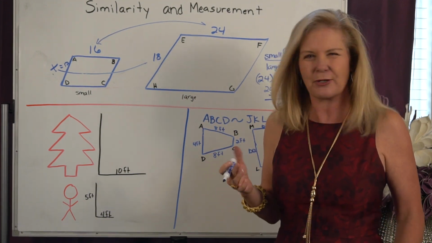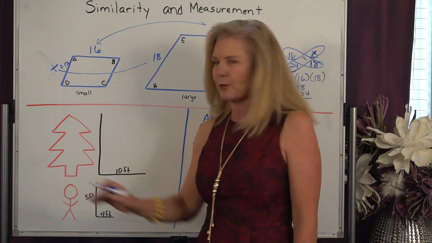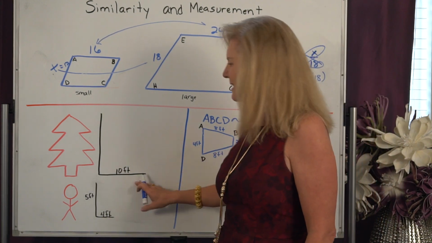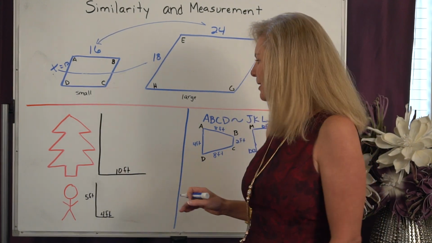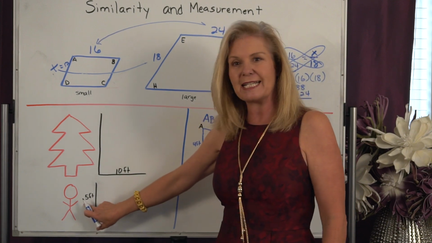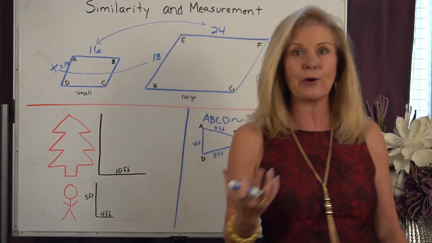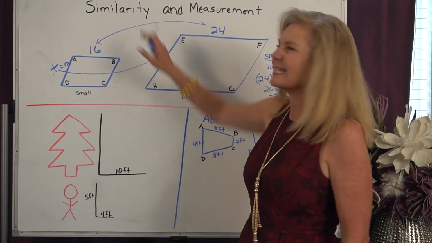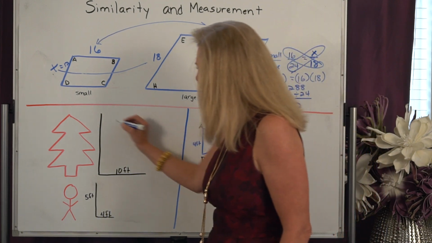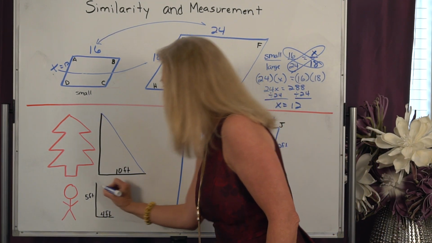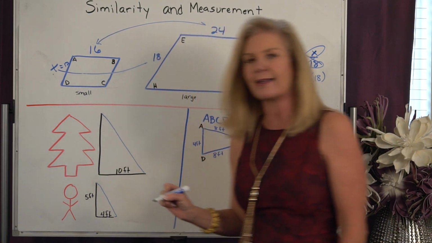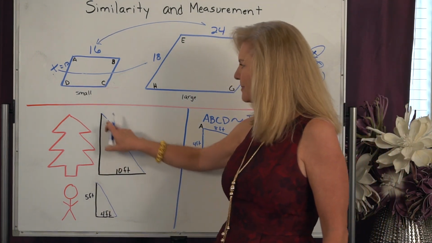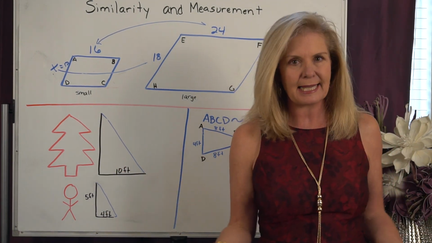Now sometimes the figures don't seem similar. So say we have a tree and a person, and I don't know the height of the tree, but the tree casts a shadow that's 10 feet long. But I do know that this woman is 5 feet tall and casts a shadow that's 4 feet. The tree and the woman don't seem like they have anything in common, but they're actually similar figures. Because when I create the figure that matches, it's actually a triangle. Two different sized triangles, but they're still triangles.